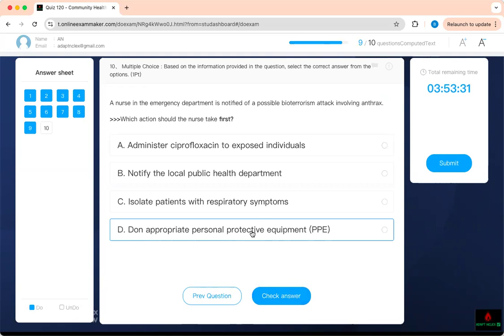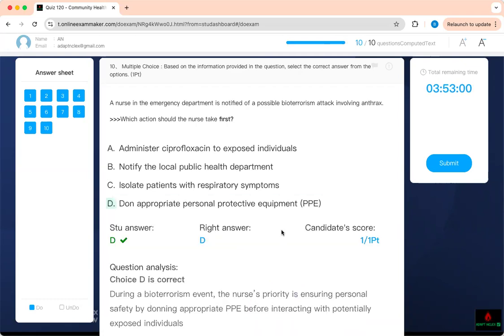A nurse in the emergency department is notified of a possible bioterrorism attack involving anthrax. Which action should the nurse take first? The patient has been exposed to anthrax. What would you do first? Give the patient medication, notify the local healthcare providers, isolate the patient with respiratory status, or wear PPE. I've told you always isolation and protecting a mass number of people. But before you do anything, you don some PPE to protect yourself.